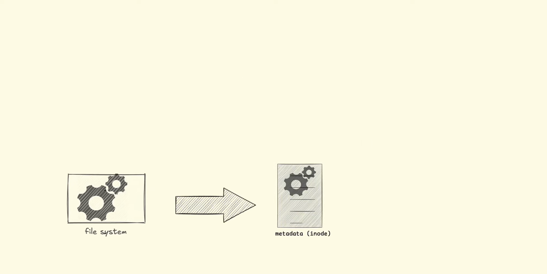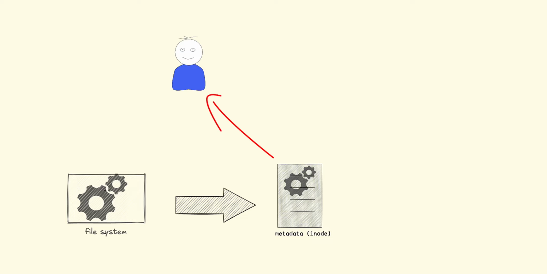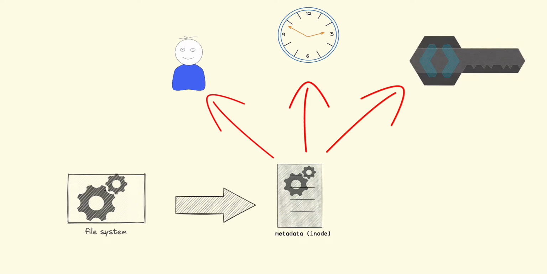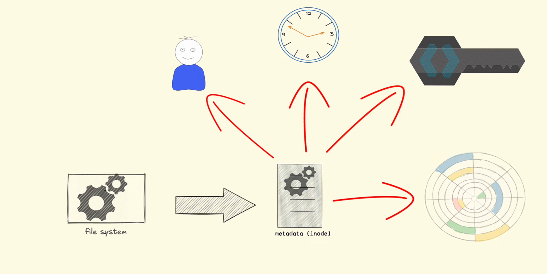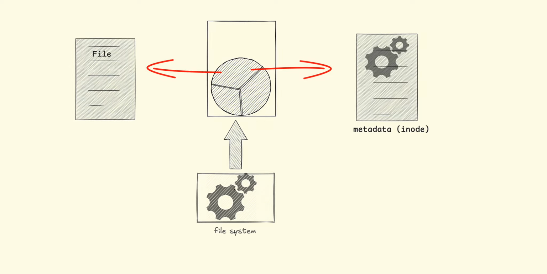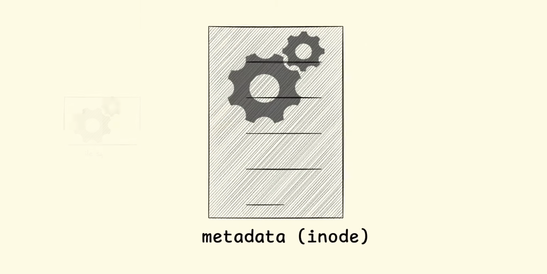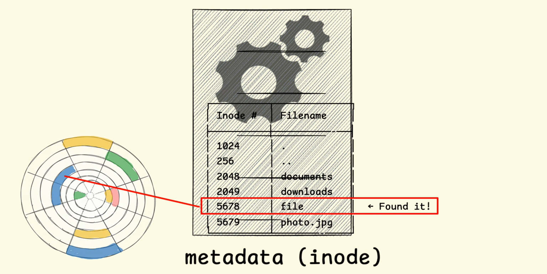The file system also creates metadata. Think of this as information about your file. Things like the file ownership, when it was created, who has the permission to access it, and also the pointers to the actual data blocks on the disk. The file system keeps this metadata separately from the actual file data. So when you search for that same file later, the file system uses this metadata to locate where your file is stored. No need to scan through everything.